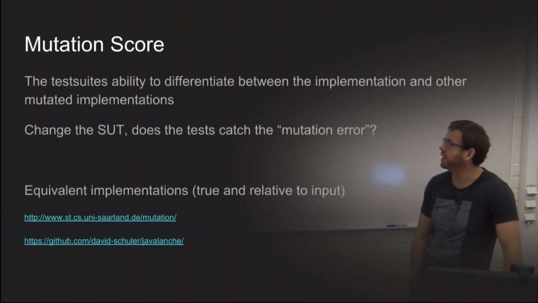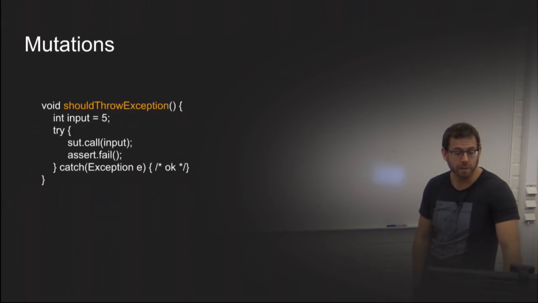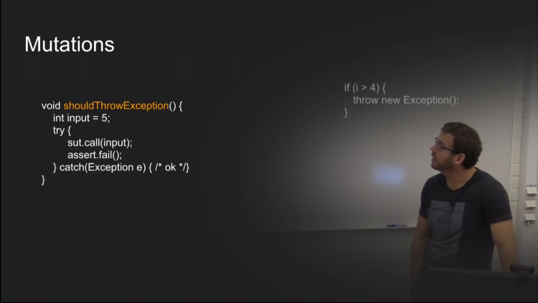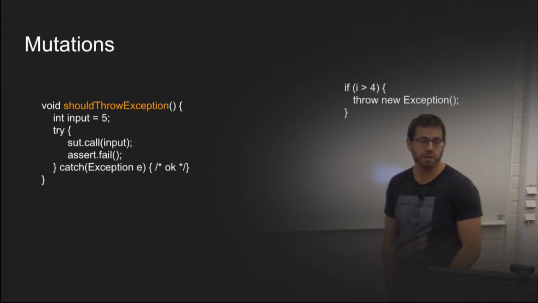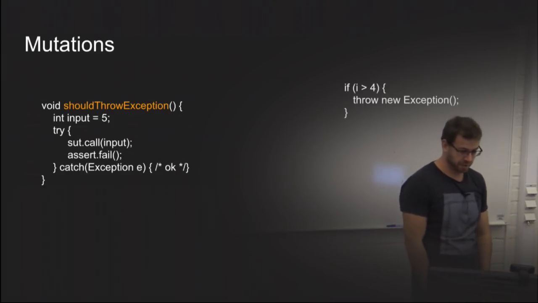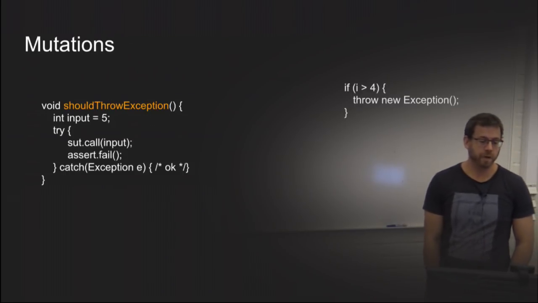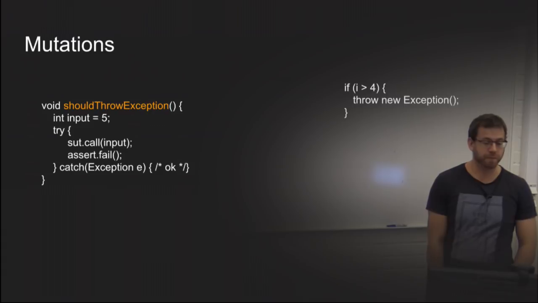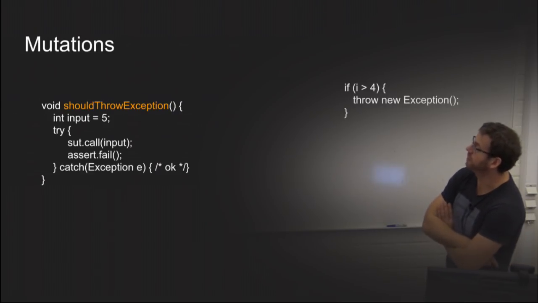We change the system under test and we check if the test suite we've written catches or kills that mutation. So let's say that we have this implementation that should throw an exception. Oh, this is actually a test, and I need a line in the system under test. On the right hand side, there is a line in the system under test. If we give it input 5, that is above 4, we should get an exception being thrown. The test for that is on the left hand side.